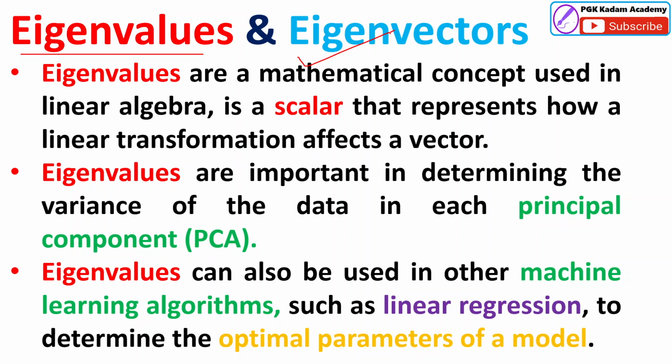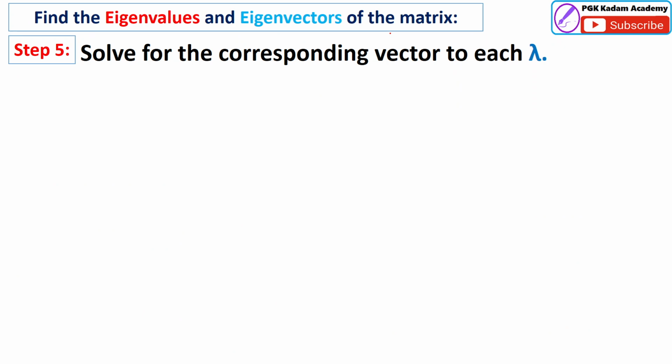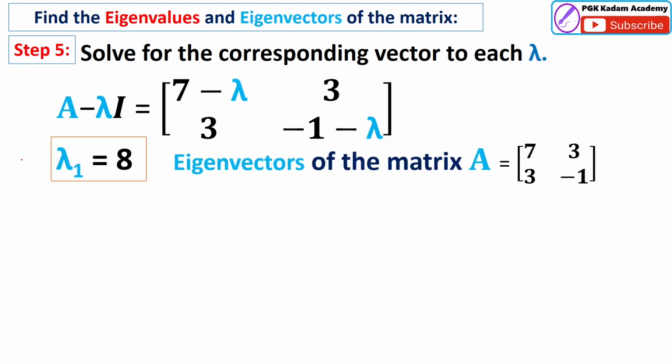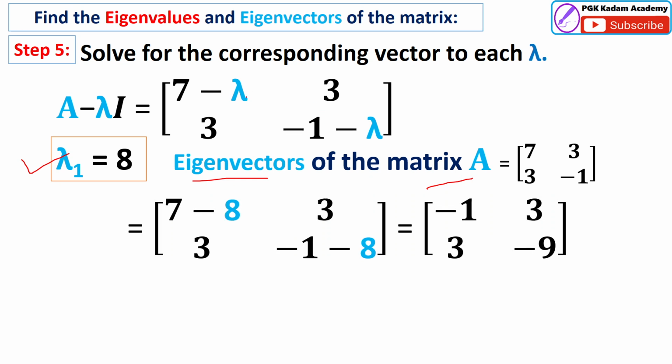parameters of the model. So friends, after this step 5, to get the eigenvectors, solve the corresponding vector for each lambda. This we have already solved here. For this lambda 1, which is 8, we have to find the eigenvectors for this matrix A. So to find this, put lambda 8 in this matrix. The matrix becomes a new matrix. As the first matrix was called A, we are calling this matrix B.